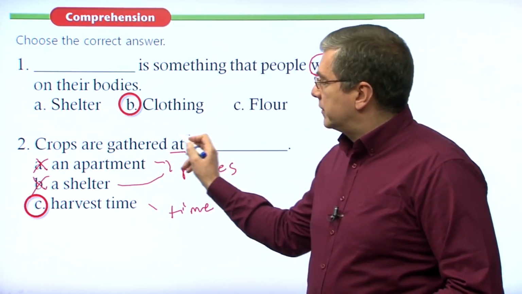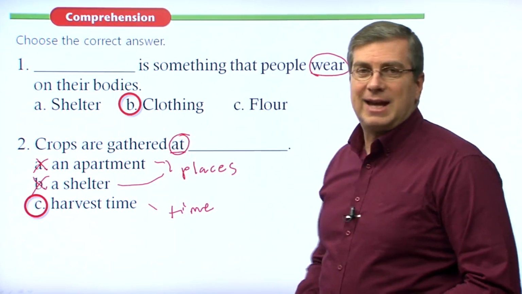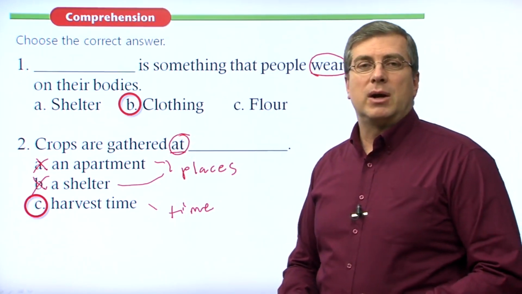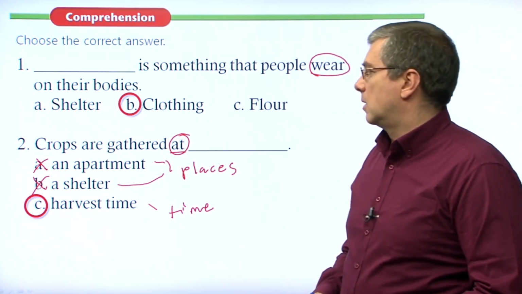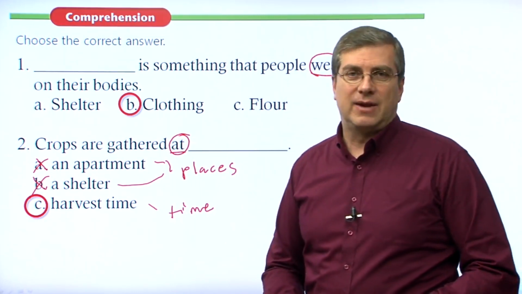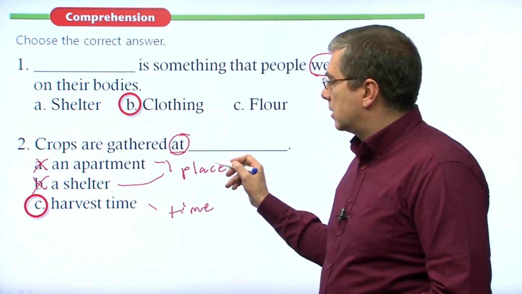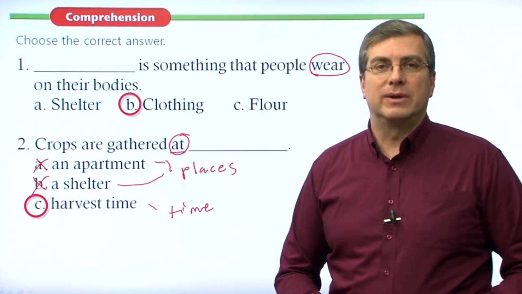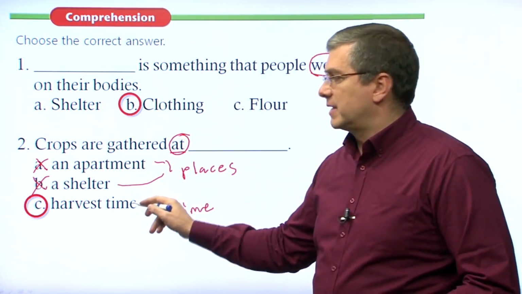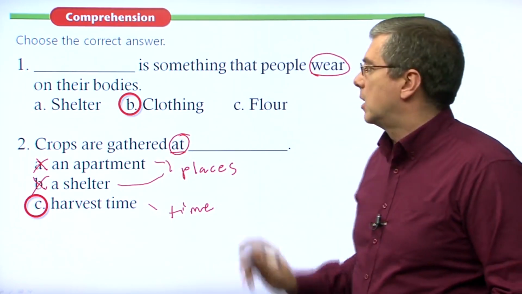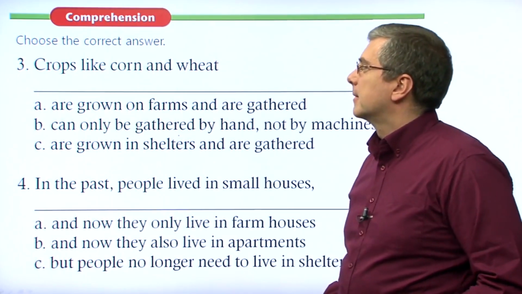But it's interesting to notice that at is used for both places and time. The party is at my house, right? Or we will gather at 8 o'clock. So we use at with places and with times. But in this case, we're looking for the time, we're not looking for the place. Okay, let's move on to number three.